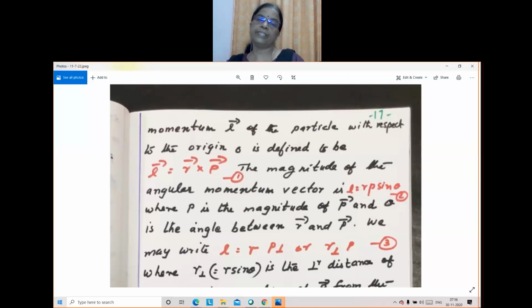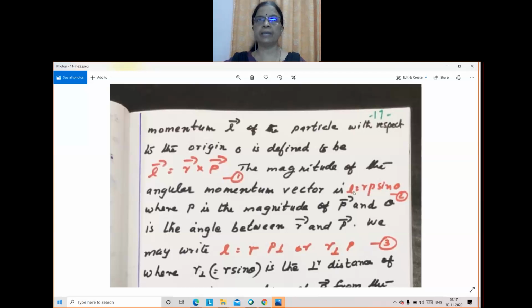For which angle does sine give its maximum value? 90 degrees. Theta is the angle between R and P. So when R and P are perpendicular to each other, that means theta is 90 degrees, and the angular momentum will be maximum.